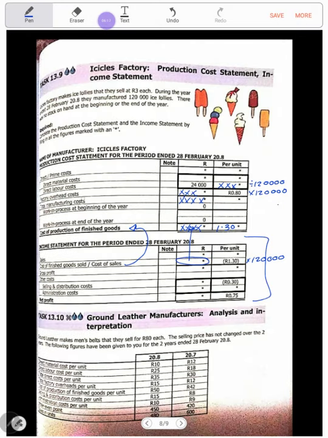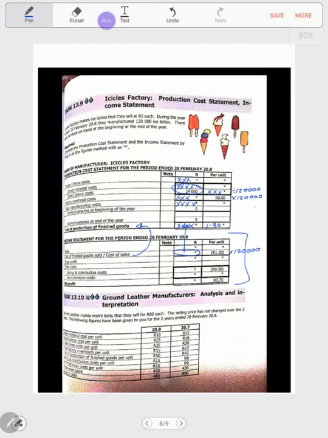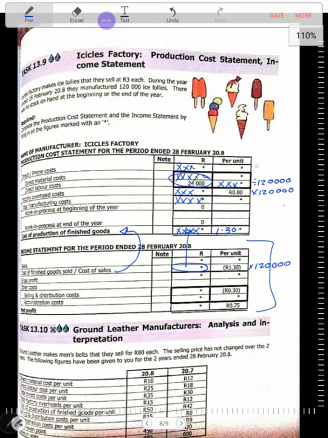You'll take your total manufacturing cost, subtract your factory overhead, subtract the 24,000 rand, which would give you your total amount for your direct material costs. Once you have your direct material and your direct labor cost, then you can work out the direct cost, also known as your prime cost. And how do you get your per unit? You're going to divide it by the number of goods produced, which was the 120,000 ice lollies.